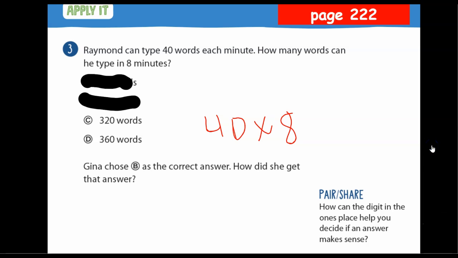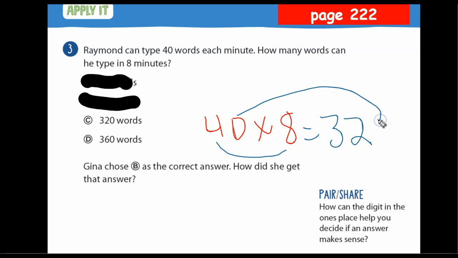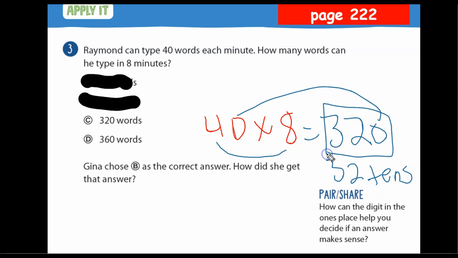Okay? So we said that we multiply the 2 basic facts. What's 4 times 8? 32. And then what goes next to it? 0. Always a 0. Okay, because 40 times 8 is 32 tens, like in the video, or 320. So C or D? C.